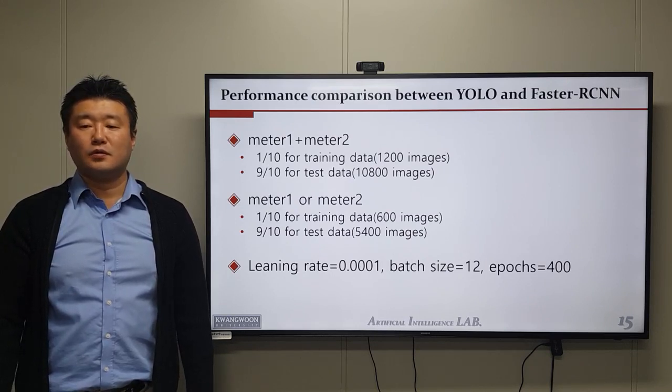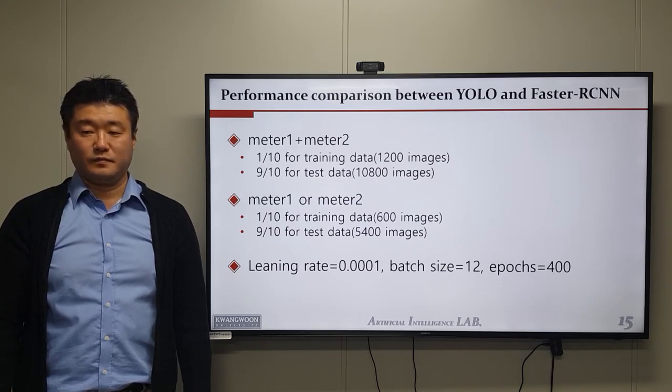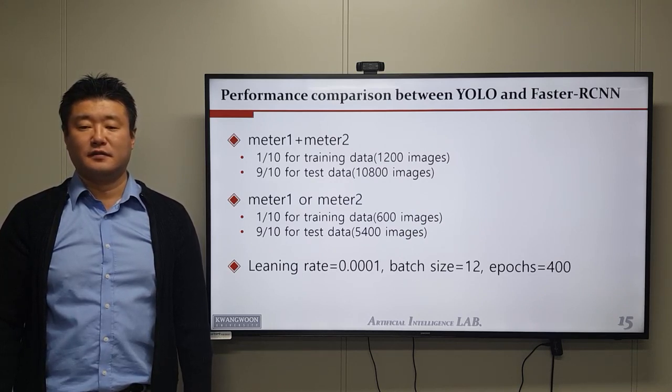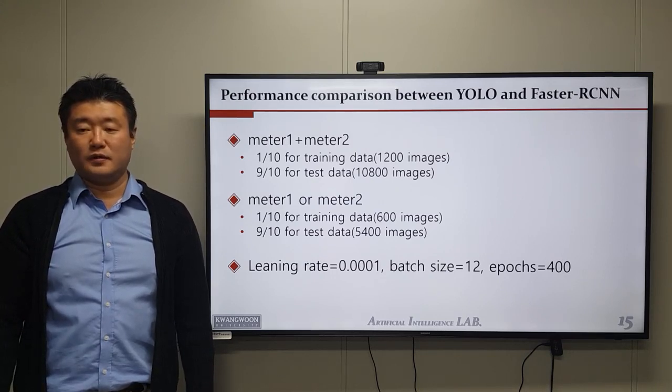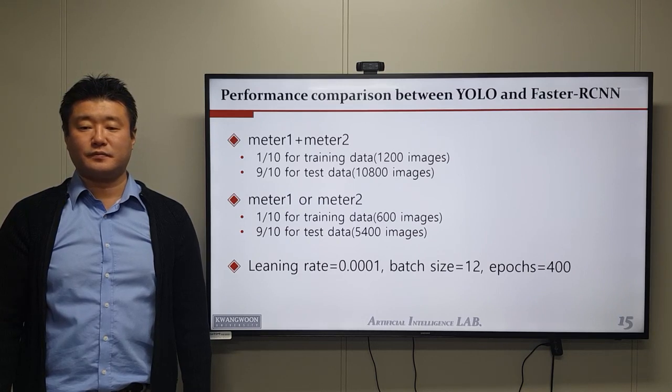We used 1/10 of each dataset for training and tested the rest. And the learning rate is 0.0001 and the batch size is 12. Each training set trained 400 epochs.